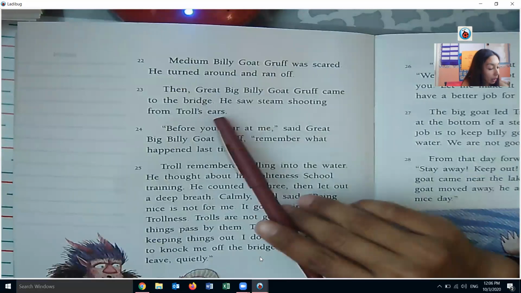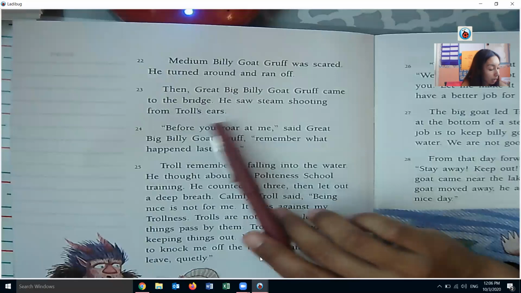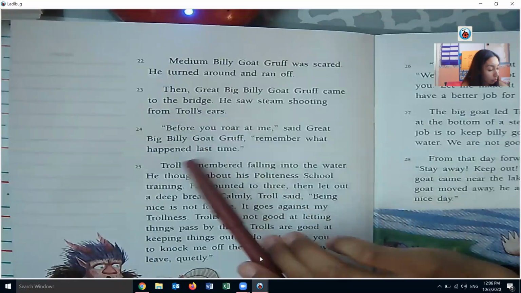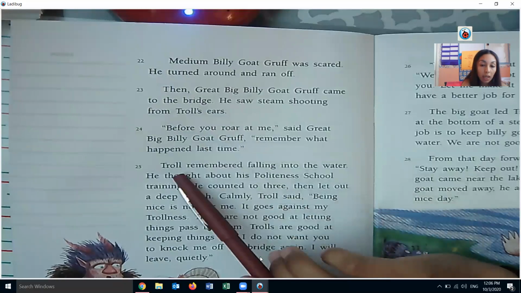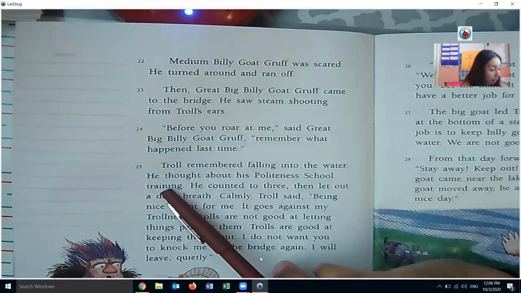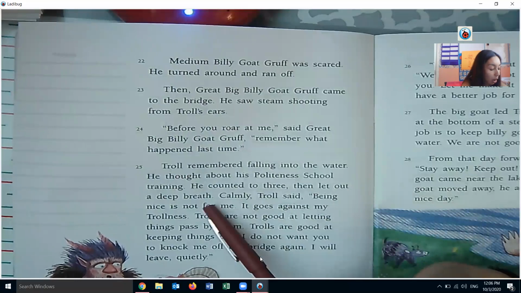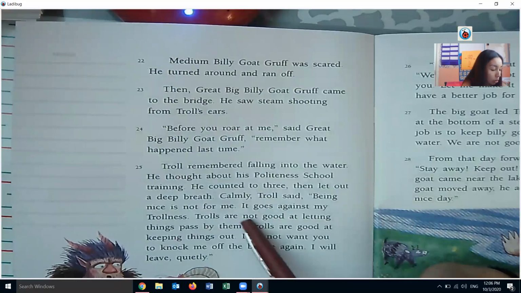Then great big Billy Goat Gruff came to the bridge. He saw steam shooting from Troll's ears. "Before you roar at me," said great big Billy Goat Gruff, "remember what happened last time." Troll remembered falling into the water. He thought about his politeness school training. He counted to 3, then let out a deep breath. Calmly, Troll said, "Being nice is not for me. It goes against my trollness."